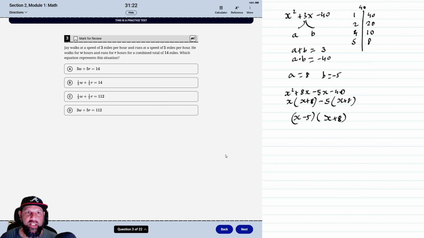It says J walks at a speed of 3 miles per hour and runs at a speed of 5 miles per hour. He walks for W hours and runs for R hours for a combined total of 14 miles. Which equation represents this situation?